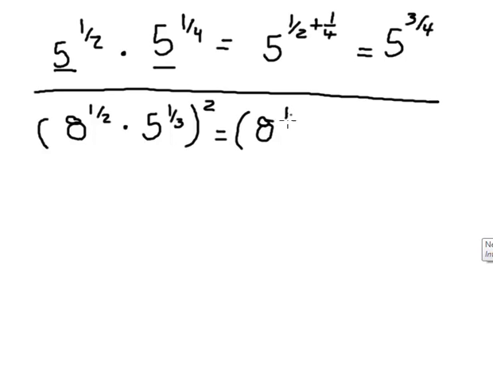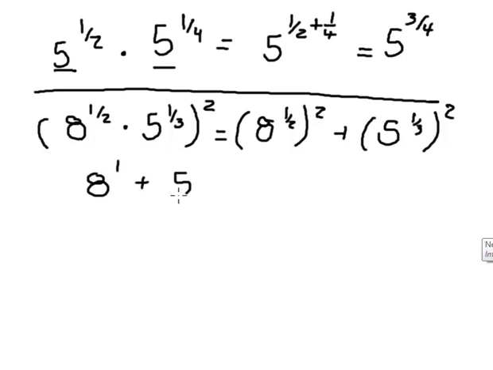So this will be 8 to the 1/2 squared times 5 to the 1/3 squared. Now when I raise a power to a power, I multiply exponents. So 8, 1/2 times 2 is 1, so 8 to the 1st, times 5, 1/3 times 2. Remember how you multiply fractions, 1/3 times 2 over 1. You multiply the numerators, multiply the denominators. 5 to the 2/3. 8 to the 1st is just 8, so this is 8 times 5 to the 2/3.